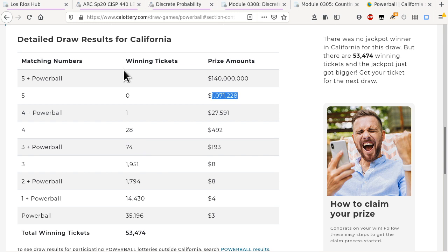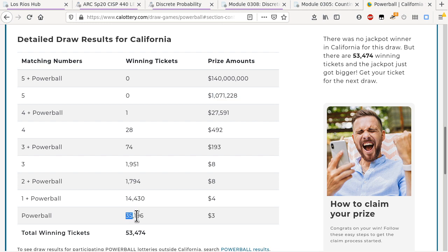Okay, so this is really useful. It's telling you that of all the tickets sold for this round of the Powerball Lotto, exactly 35,196 got $3, and exactly one of them got $27,591. So these are the exact counts of winning tickets of this particular round of Lotto.